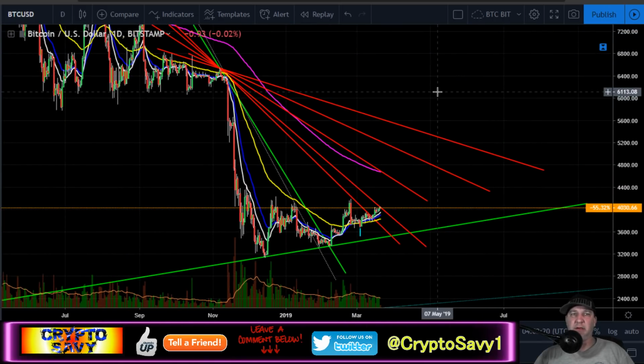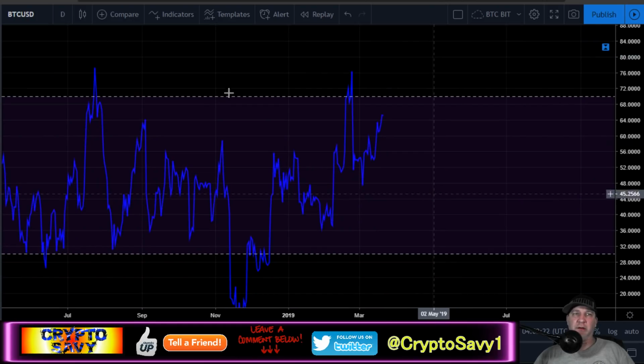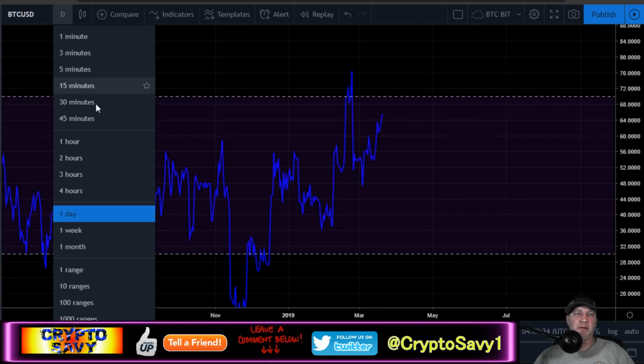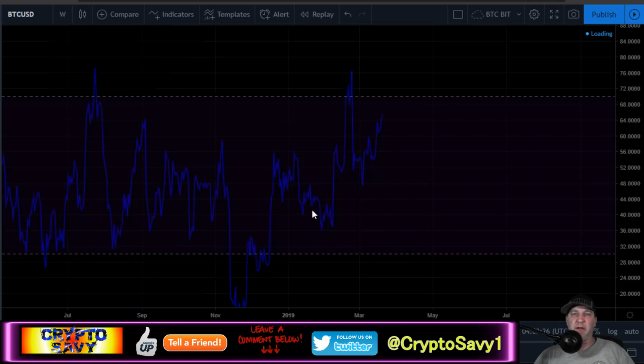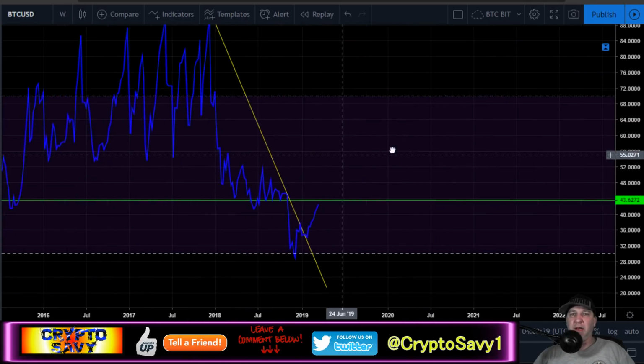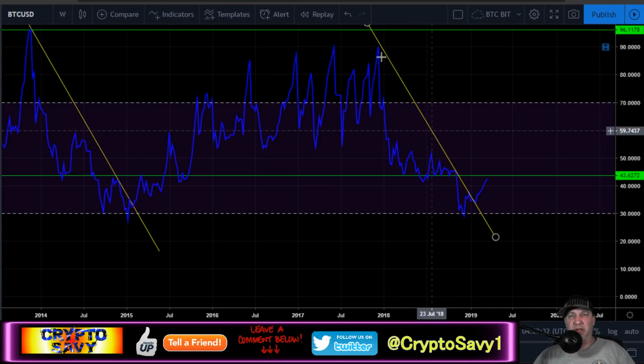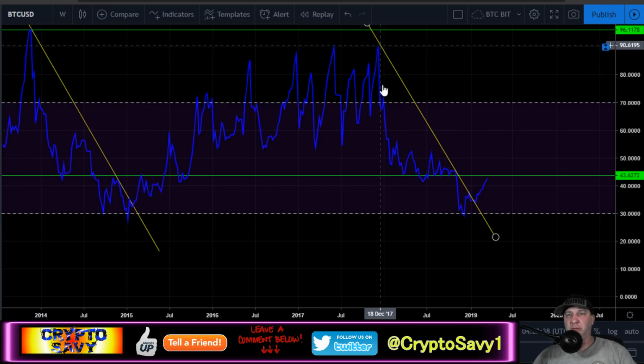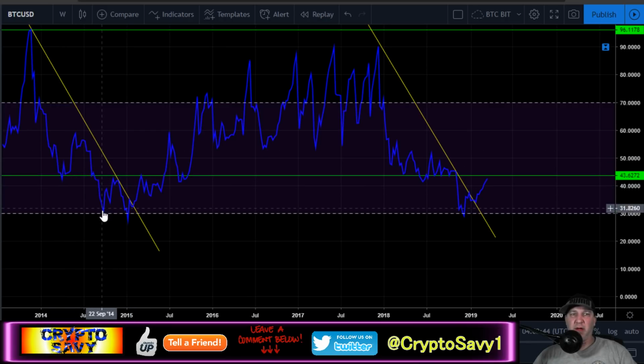Now I'm going to go into the RSI. We're going to look at the weekly, and you can see I have these two trend lines drawn here. This was the 2013 bull run and then the bear market. This is the 2017 bull run and then the bear market. As you can see over here, we bounced down, came back up, got resistance here on the RSI, which was this trend line, came back down and then broke through it.